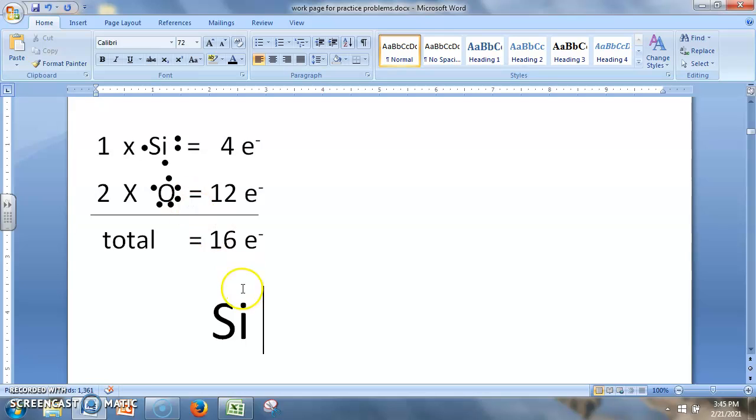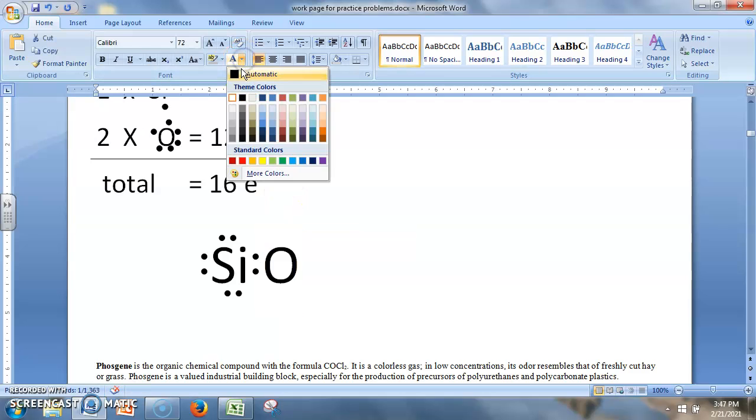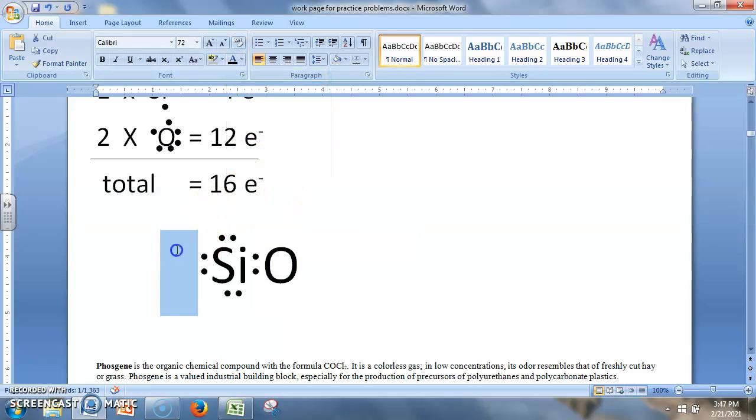So silicon will be our element or our atom in the middle. That'll be our central atom. And we will now surround it with 8 electrons. So we now have silicon surrounded with 8 valence electrons. Now we'll attach the oxygens. We can place the oxygens wherever there is a lone pair. So we can attach an oxygen right here, and perhaps we could attach an oxygen right here. And now we'll surround the oxygens with 8. So we now have 8 around all the oxygens.